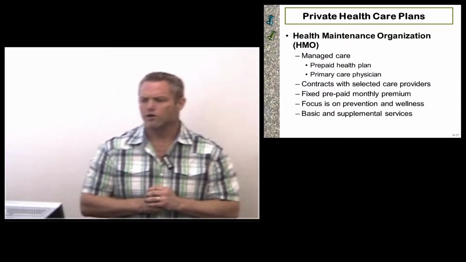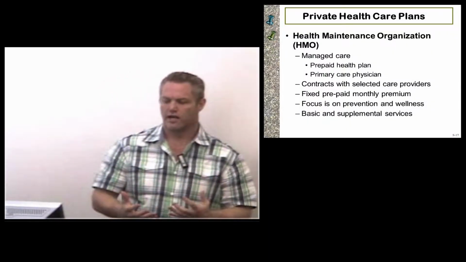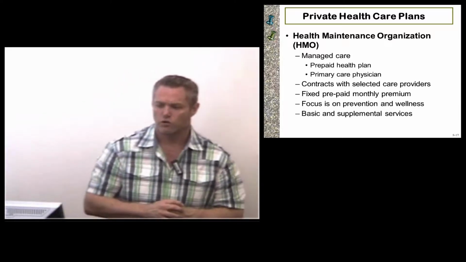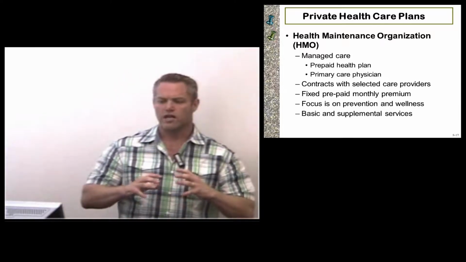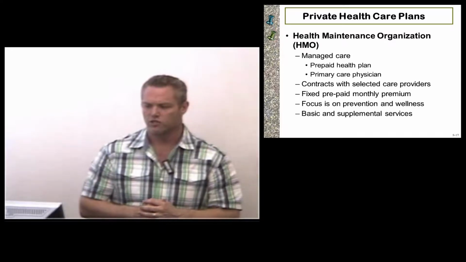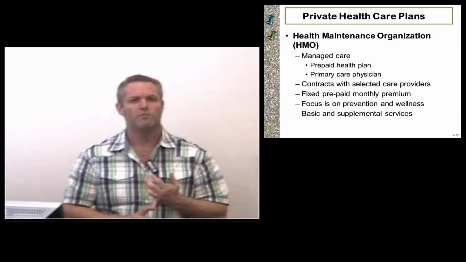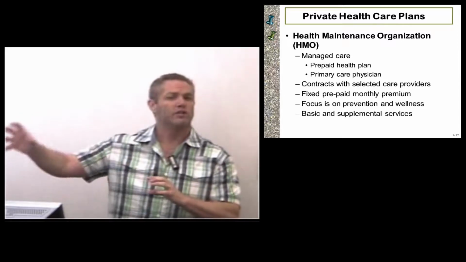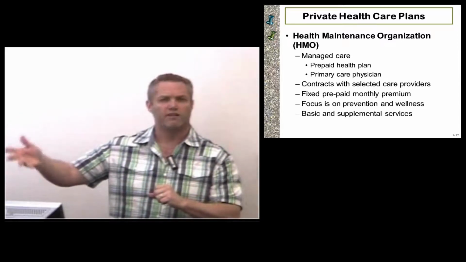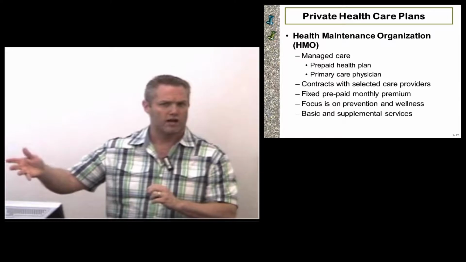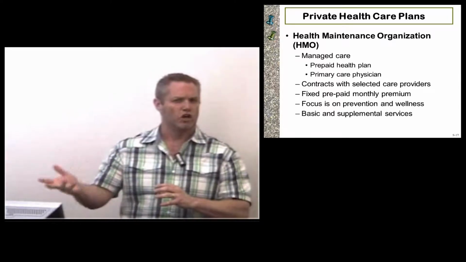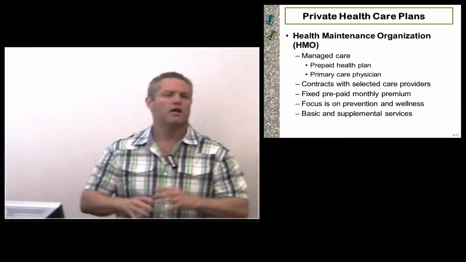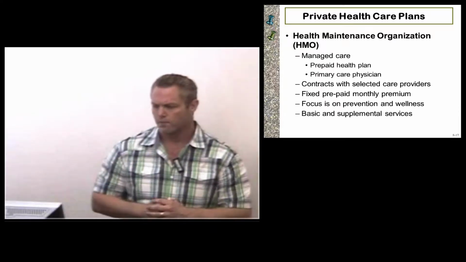Okay, so what are some of the private health care plans? Most of them are managed care or health maintenance organizations. And the idea behind a health maintenance organization is it's a prepaid health plan. You pay one fee, and then you're pretty much covered for anything. Maybe there's a $5 doctor visit or $10 doctor visit. There's $5 copays or $10 copays for medication. But other than that, everything is covered, right?